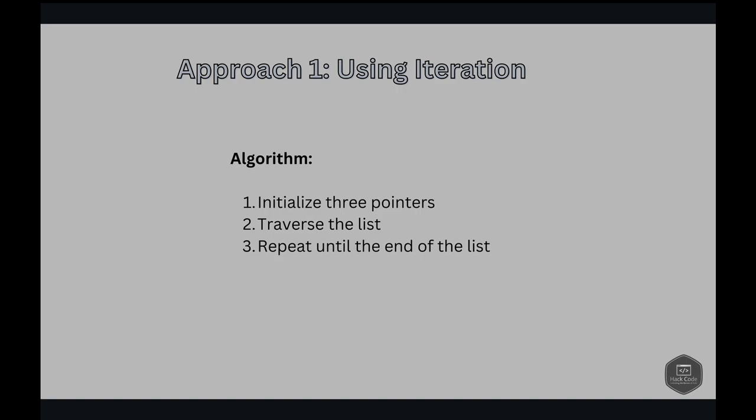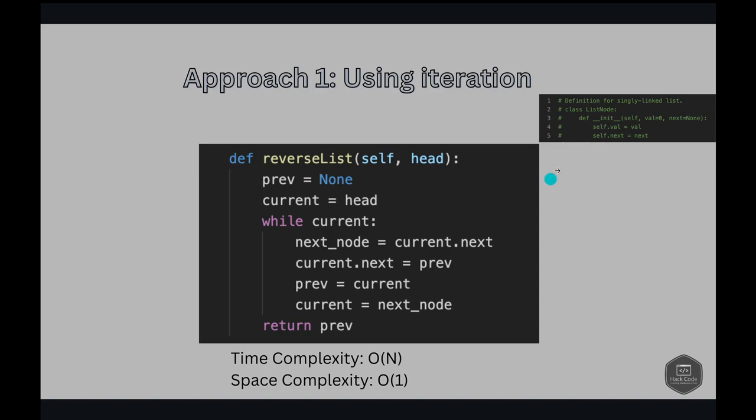So let's look into the code. This is the ListNode definition which they gave us. It consists of a value and next, which holds the pointer to the next node. As we discussed, we have three variables here: previous, current, and next node. Previous holds the reference to the previous node. First, previous is initialized to None, because the new tail has to point to None, so we start with that.